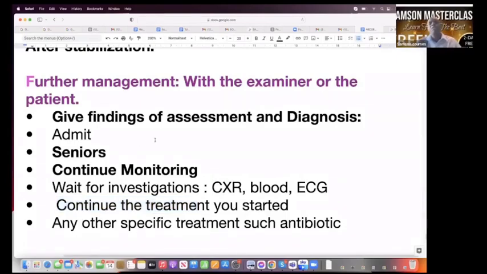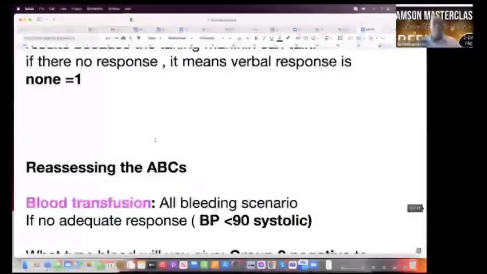Let's recap the ABCDE so that it remains clear in our brain.